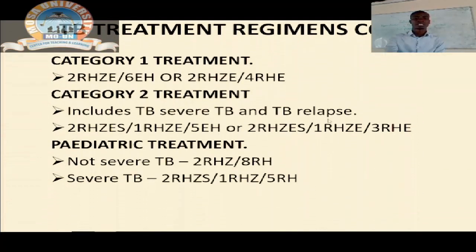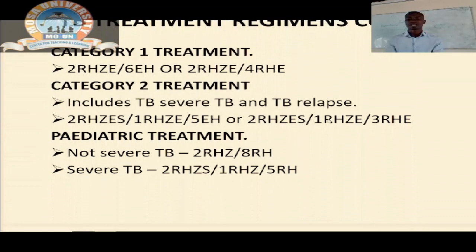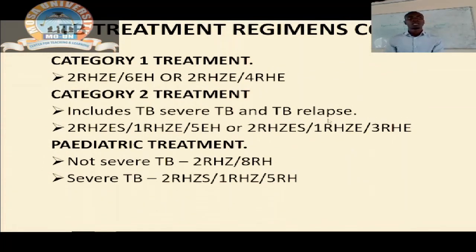Under categories, as we mentioned, category 1 is pulmonary tuberculosis. Category 2 is extrapulmonary tuberculosis and also TB relapse. Category 3 is pediatric tuberculosis. Under category 1, for the first 2 months, we give rifampicin, isoniazid, pyrazinamide, and ethambutol. The last 6 months, we give isoniazid and ethambutol, so the treatment is for 8 months.